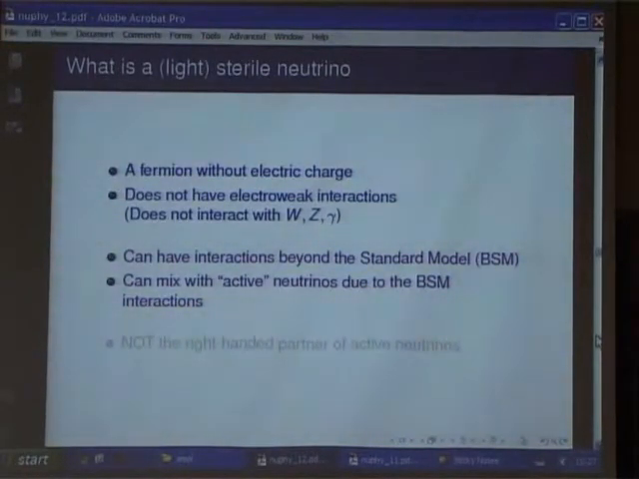And because of those interactions, it can mix with light neutrinos. So it's possible that there is some new interaction between the sterile neutrino and some other boson. Well, we don't know anything about new physics, so it's possible that this interaction exists. Right now we don't need to know the details of this interaction.